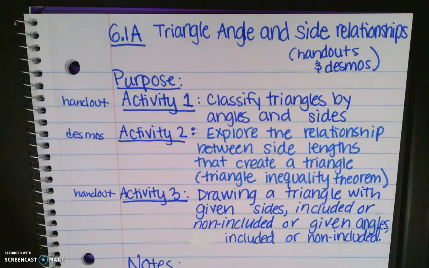We're going to be continuing on with the 6.1a lesson, triangle, angle, and side relationships. This is going to be a three-part lesson with three different activities, handouts, and a Desmos lesson. So please pause the video for 4 minutes to write down the purpose of this lesson. Thank you for pausing the video for 4 minutes.